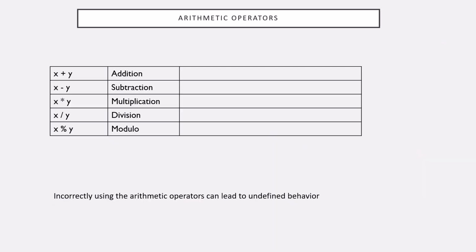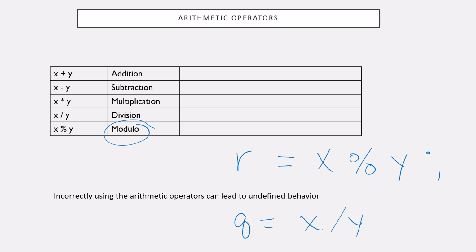Arithmetic operators: addition, subtraction, multiplication, division, and remainder. This is a remainder. So if I said x mod y equals r, this is going to do integer division and return what is left over. So if I said q equals x divided by y, and they were integers, and I have int x equals 11 and y equals 6, so 11 divided by 6, this result would be 1 if it was integer division.